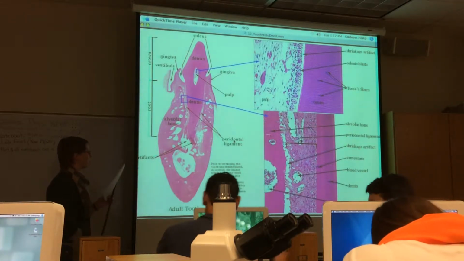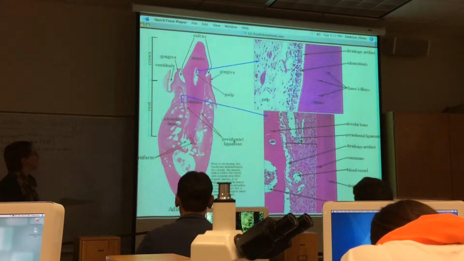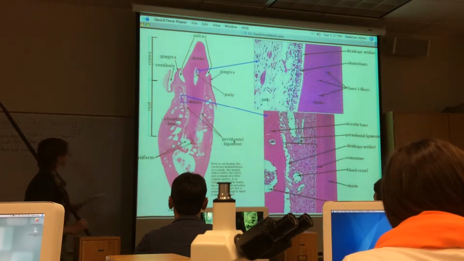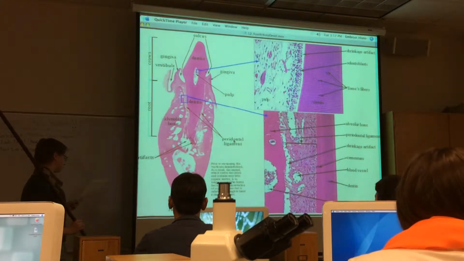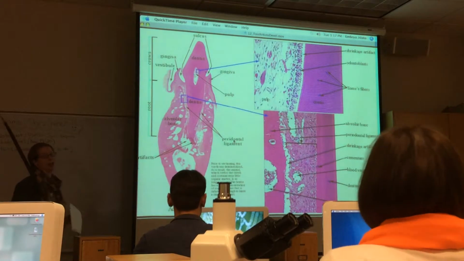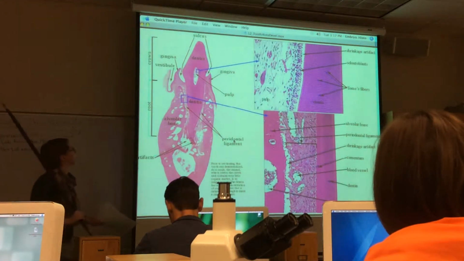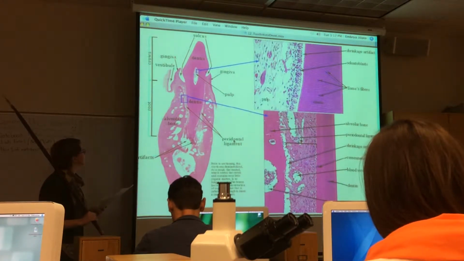Okay, so basically, here's an adult tooth. You don't have that many questions on these on your exam, so I focus on the other stuff. But do know these, they're still important. Basically, all the slides we're going to look at, the teeth have been demineralized, so you're not going to see any of the enamel.